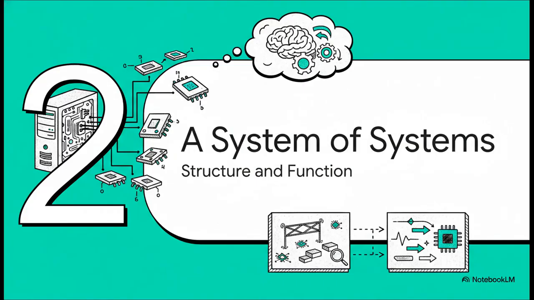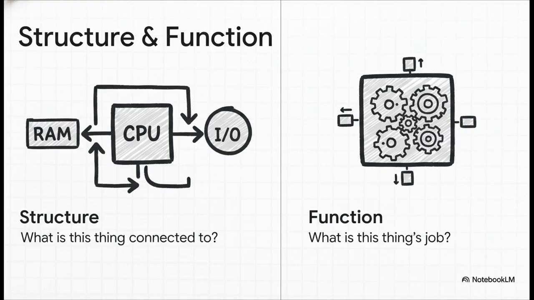Okay, so we've separated the what from the how. That's our first big idea, done. Our second big idea is all about how we describe any part of this ridiculously complex system, whether we're talking about the whole computer or just one tiny little component. And we do it using two key concepts, structure and function. Honestly, it's really straightforward. Structure basically asks, what is this thing connected to? And function asks, okay, so what's this thing's job? By looking at any part of a computer through these two lenses, we can understand both what it does on its own and how it fits into the bigger picture.